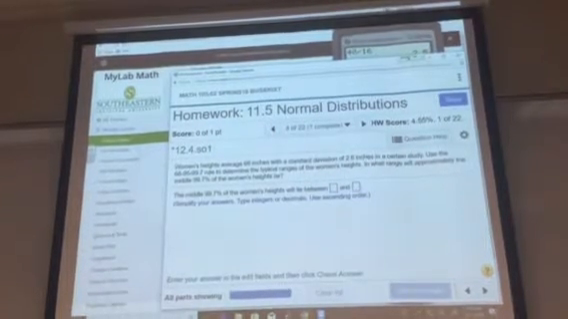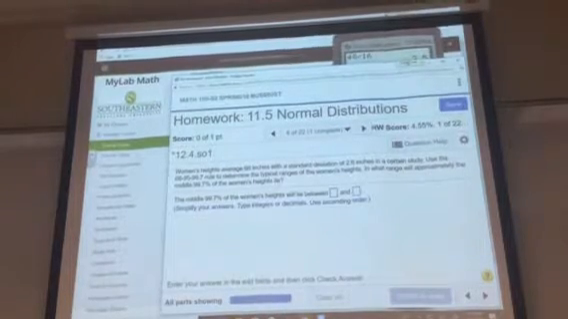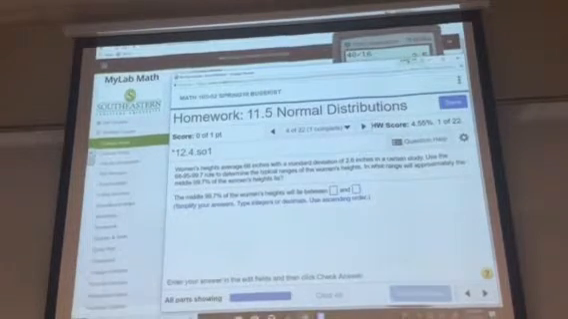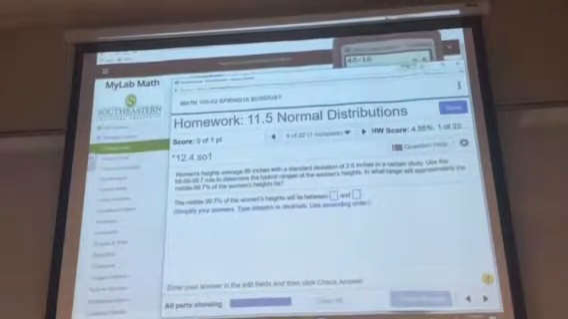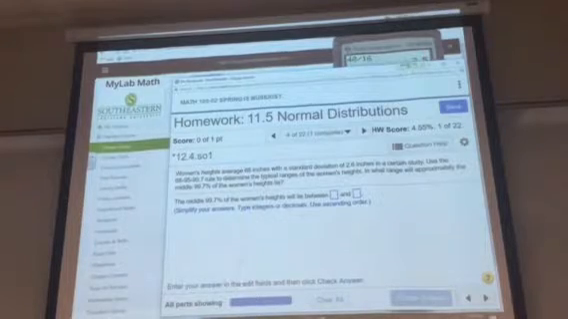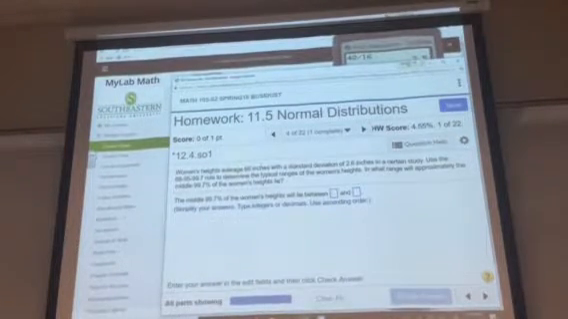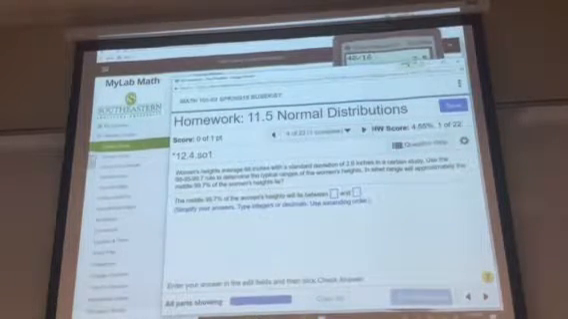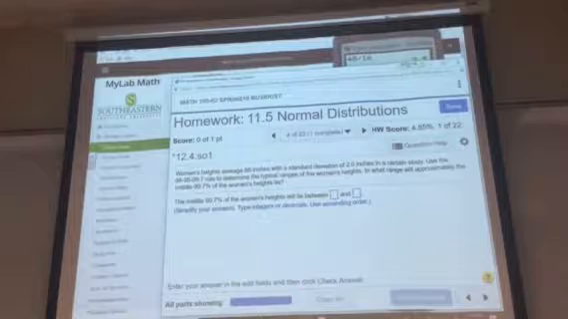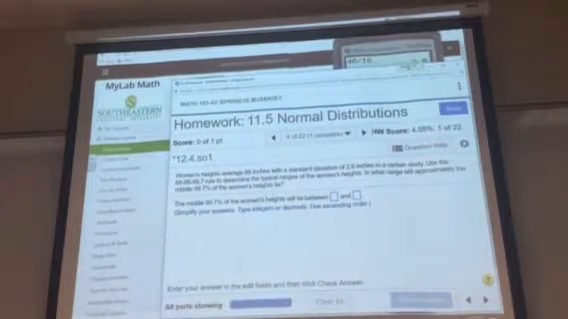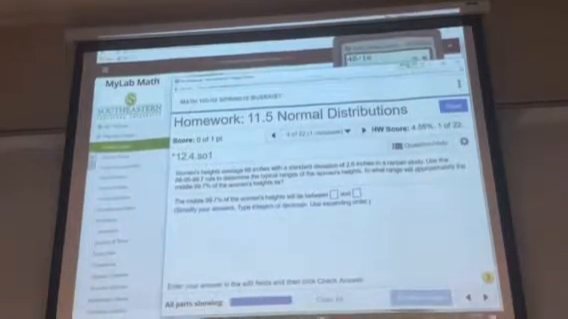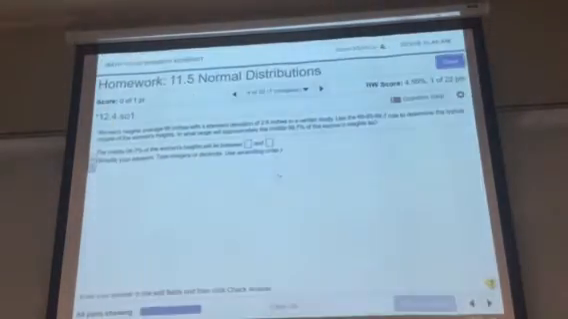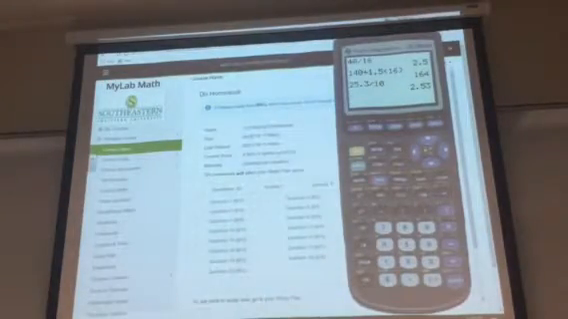Different type of question. Now look what you've been given. Women's heights average 66 inches with a standard deviation of 2.6 inches in a certain study. Use the 68, 95, 99.7 rule. They will not mention that phrase unless it's a normal distribution, because it's only applicable to a normal distribution. To find out what the endpoints of the middle 99.7% are.